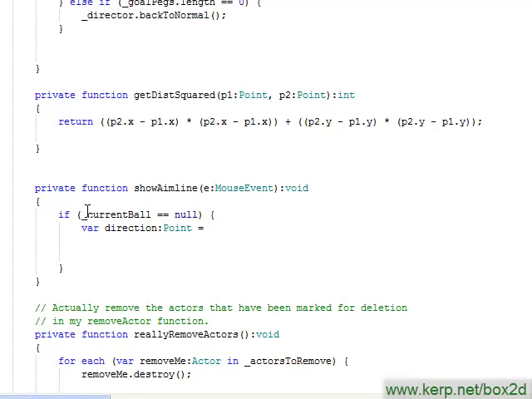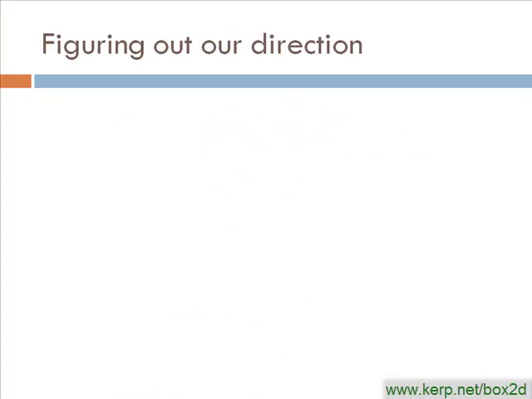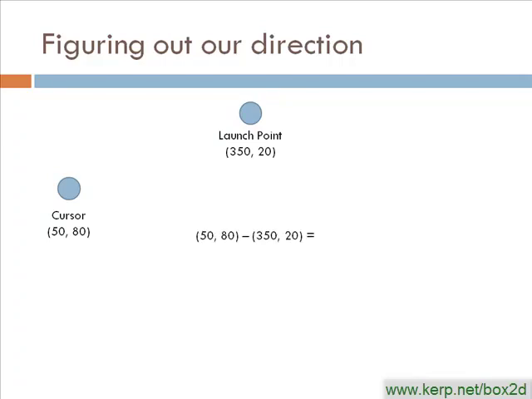We're just going to need to find out basically the line from where we're launching from to where our cursor is. And to see what the math is going to look like, let's just take a look at this quick little diagram here. So let's suppose we got our launch point at 350, 20, somewhere close to the center and the top of our screen. If our cursor's over here to the left at 50, 80, to figure out the direction from our launch point to our cursor, we take our cursor's location, subtract the launch point's location, and we get something like, say, minus 300, 60, or basically to the left and down, which is pretty much the line that we would want to go from our launch point to our cursor.